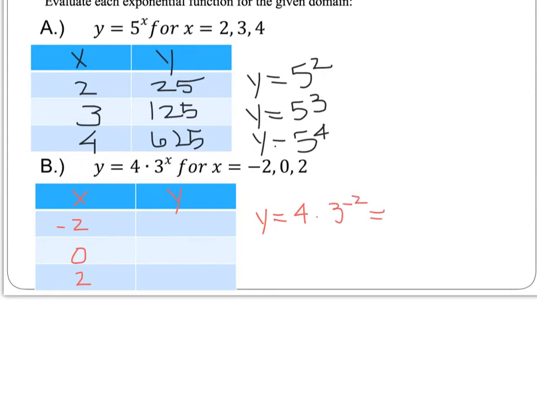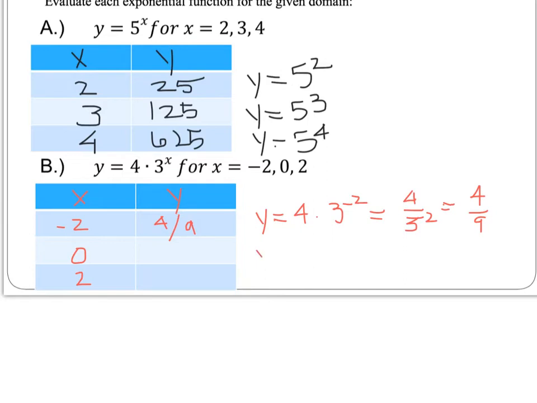Now remember, when I have a negative exponent, that tells me that I have to move it from the numerator and put it in the denominator, or move it from the denominator and put it into the numerator. So this is really going to give me 4 divided by 3 squared, or 4/9. So when x is -2, y is going to give me a positive 4/9.